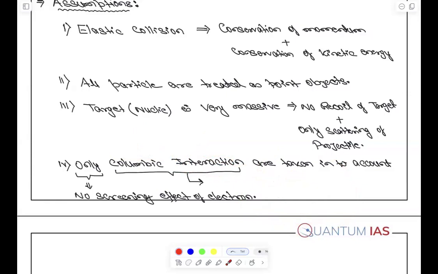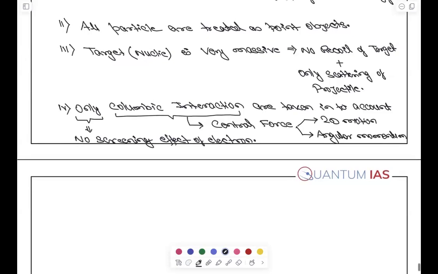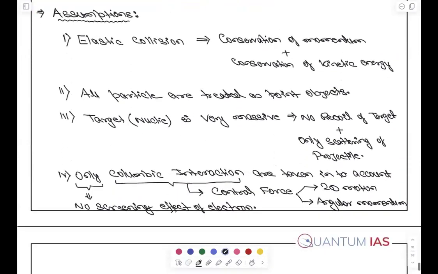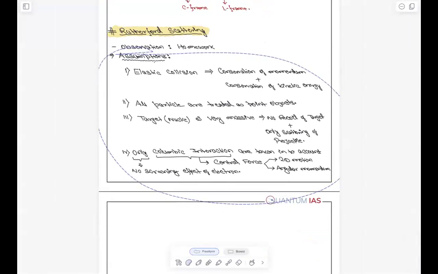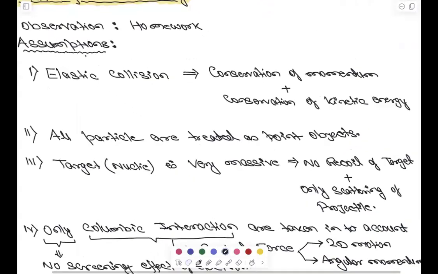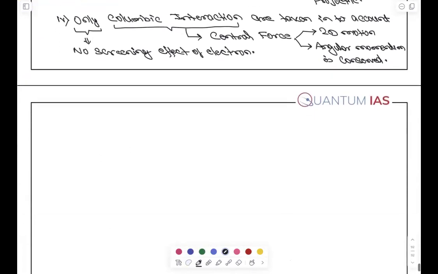Now when we say it is a Coulombic interaction, that means it is central in nature. It is a central force. And when we say central force, there are two things you should understand. For now, it is a 2D motion, planar motion. We will prove this in coming classes when we start central motion. As of now, assume angular momentum is conserved. Now, with these assumptions, we are ready to start. Chalo.